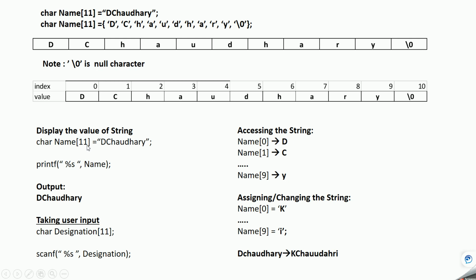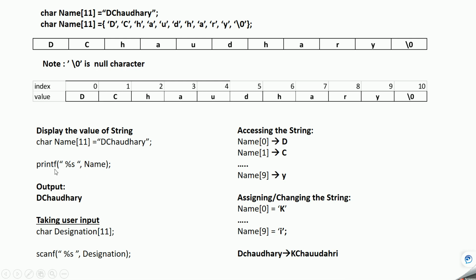Okay, so let's see some of the operations that we can do with a string. The first thing you can do is print the string value. In this case you have a string with the value D Chaudhary and its name is name. So the string name is actually name. If you want to print whatever the content of this string is, you will write the code like this.